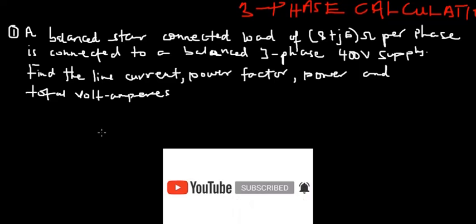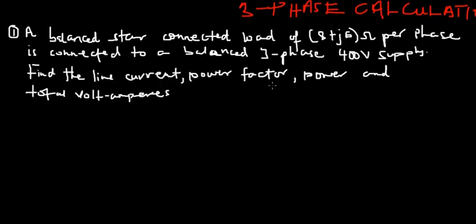Right, so let's dive right into this short video. So we have a question. We have to calculate the line current, power factor, power, and the total volt amperes. We have a balanced star connected load of this impedance per phase.